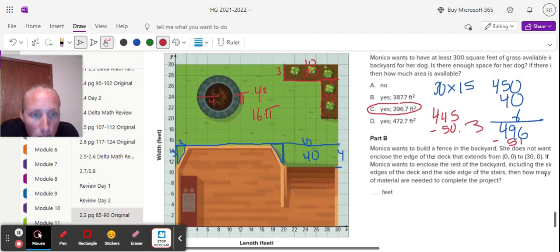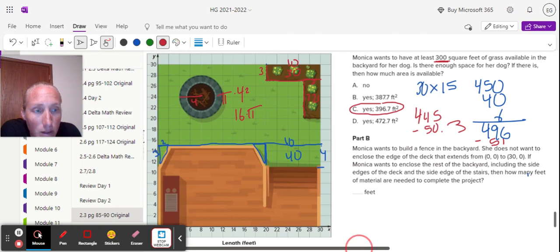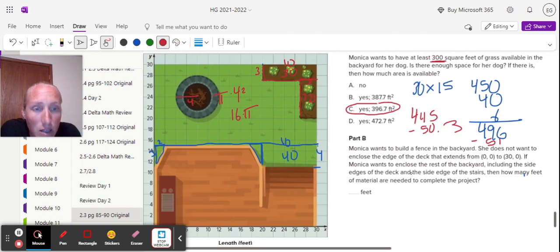If I continue on, Monica wants to build a fence in the backyard. So yeah, we had enough because we had over 300 square foot. We got to that a long time ago, but we had to find the exact amount. She wants to build a fence in the backyard. She does not want to enclose the edge of the deck that extends from 0, 0 to 30, 0. We don't want to include that. If Monica wants to enclose the rest of the backyard, including the side edges of the deck and the side edge of the stairs, then how many feet of material will she need to complete the project?